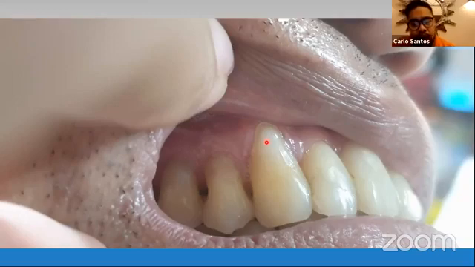What we did again, we prepared the root with EDTA. Now you could use EDTA, and in the literature they also use citric acid. With that, you scale with your Gracey curette, you scale the root area. And of course, prior to everything, you do your oral prophylaxis.